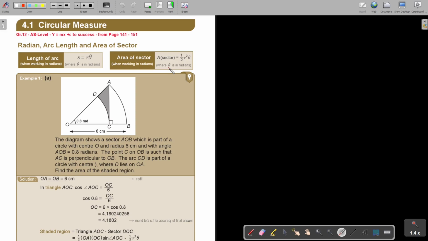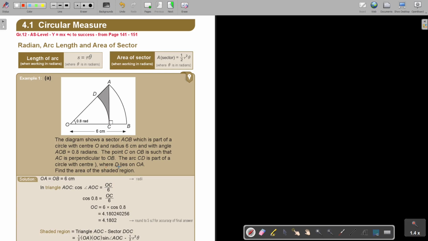Okay, but let's just start with an example. Let's look at the first example. The diagram shows a sector AOB, which is part of a circle with center O, the radius is 6 centimeters, and angle AOB is 0.8 radians. The point C on OB is such that AC is perpendicular to OB, so there forms a 90 degree angle. The arc CD is part of a circle with center O, where D lies on OA. Find the area of the shaded region.